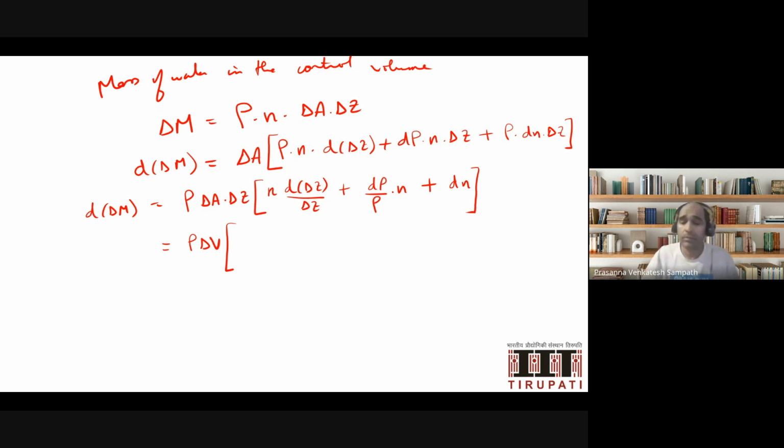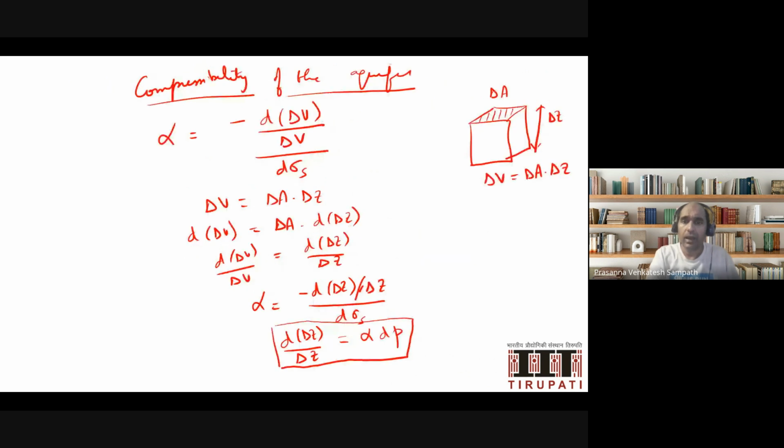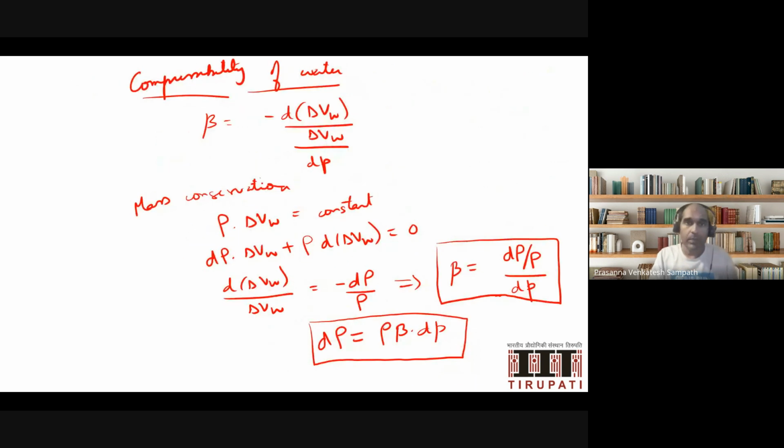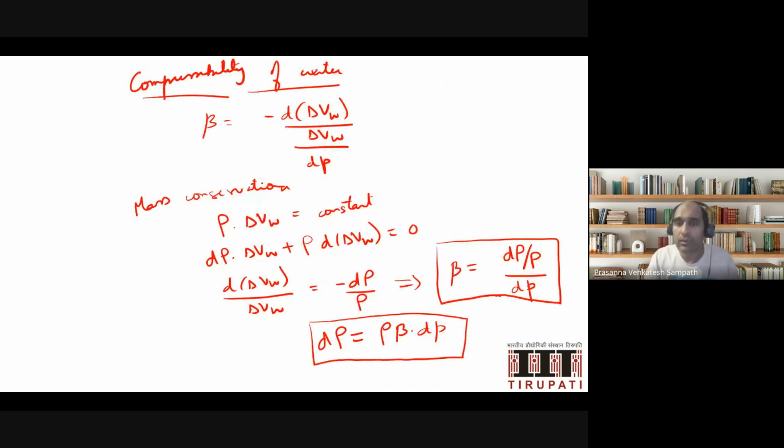So I have d delta z by delta z, which if I go back, I've written it in terms of dn by 1 minus n. That's one way of writing it. Alpha times dp, that's another way of writing it. So let us write it in terms of alpha and dp. So d delta z by delta z is alpha times dp. So this would be n times alpha times dp plus d rho by rho, which we had over here, which is beta times dp. Right? d rho by rho is beta times dp.